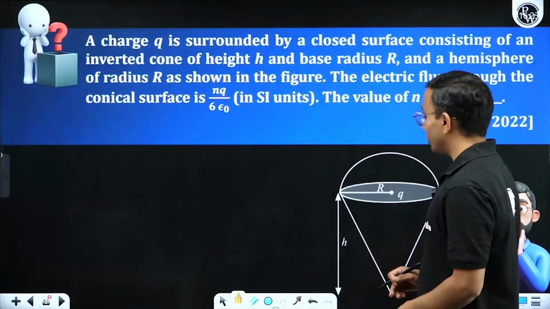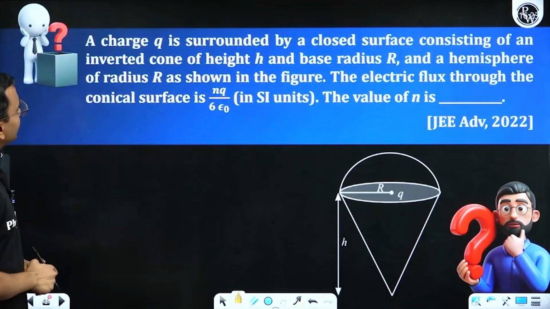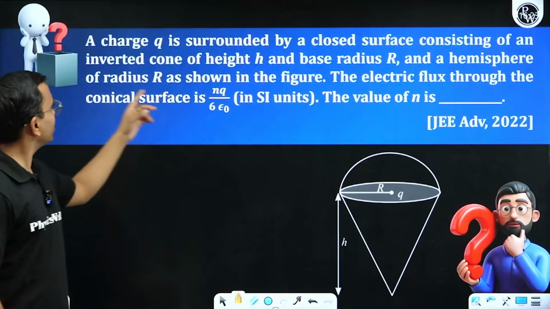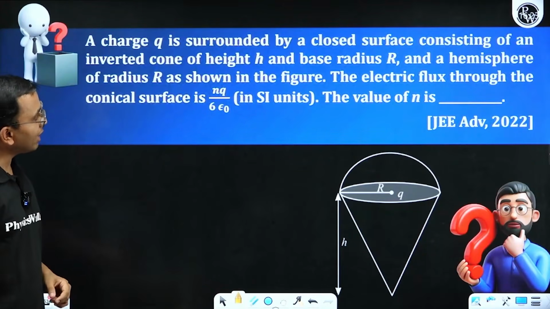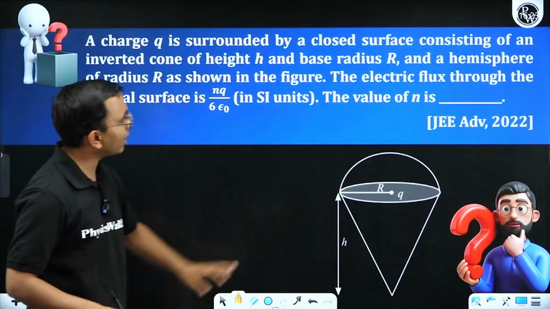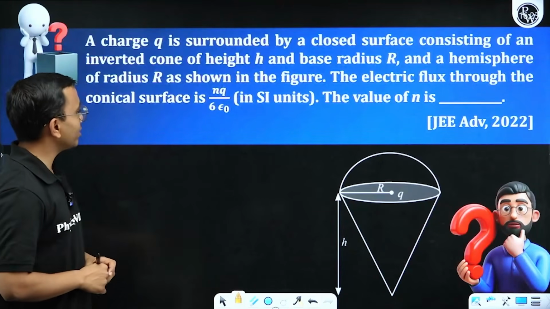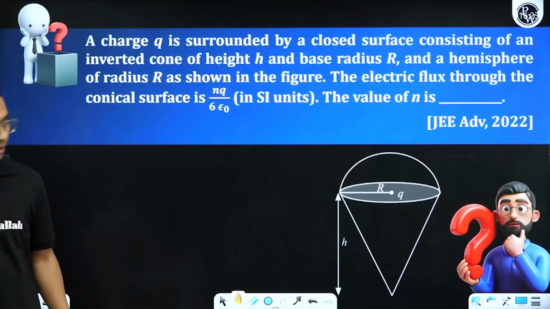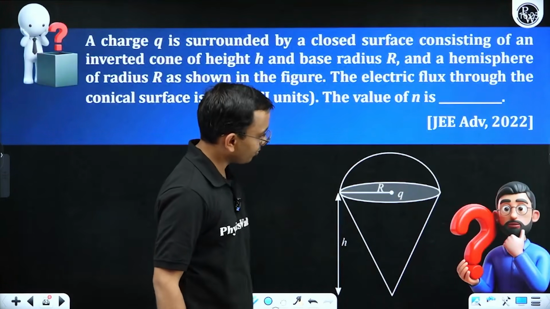Another question, this was asked in JEE Advanced 2022 and this is a very simple question. What is asked here? A charge Q is surrounded by a closed surface consisting of an inverted cone of height h and base radius r. So an inverted cone is there of height h and base radius r. The electric flux through the conical surface. Now here this charge Q is placed at its center, and we have to write the flux through this cone.